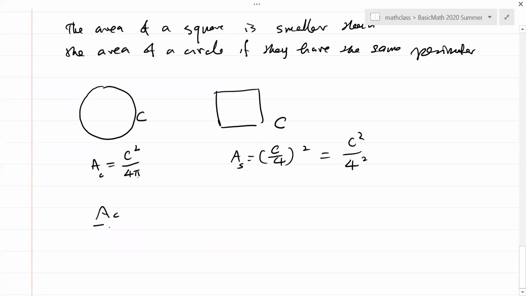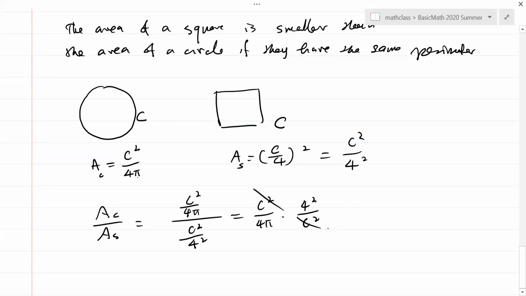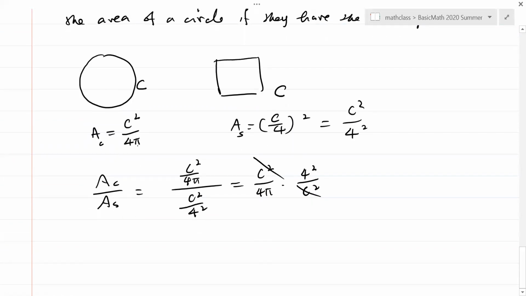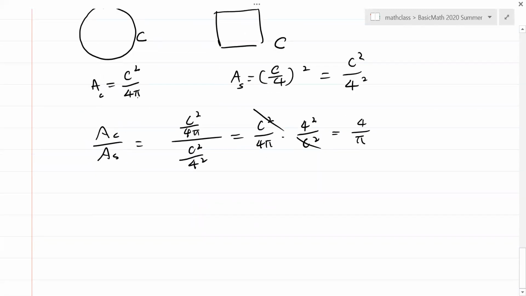So the ratio is going to be C squared over 4 pi, divided by C squared over 4 squared. So after you simplify it, the circumference cancels out, and the 4 cancels out, giving just 4 over pi, which is greater than 1, because the area of the circle should be larger than the area of the square. Now, if you don't use the above formula to derive, you have to go through the radius, and that's okay.